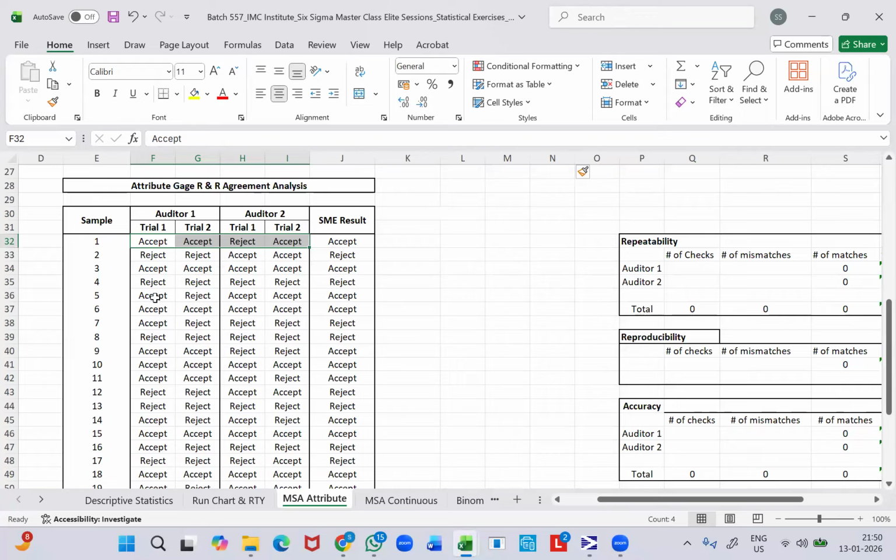But then if you look at the fourth sample, both the auditors for both the trials, they have given the same result. So you're not looking at the correctness of the result here. You're only looking at the consistency of the results provided by multiple auditors. So all the 4 results are reject. So the auditors will score on reproducibility as far as sample number 4 is concerned. Right? So this is how we will measure reproducibility, and thereby we will also measure the reproducibility mismatch or reproducibility variation. And then the final metric that we have is accuracy.